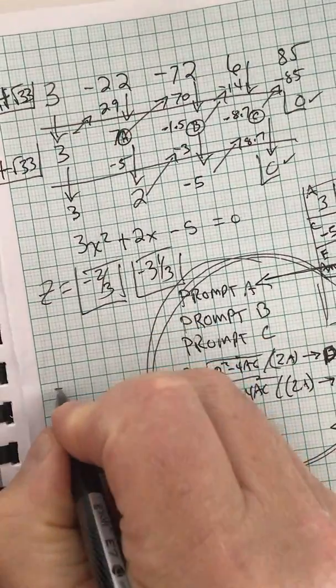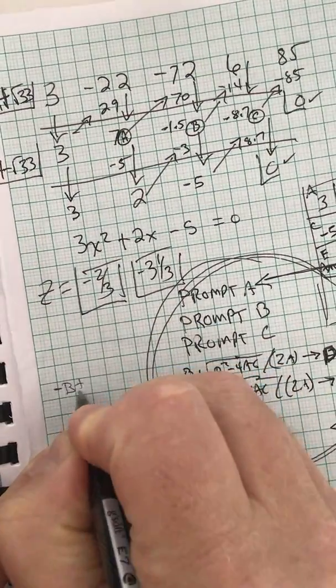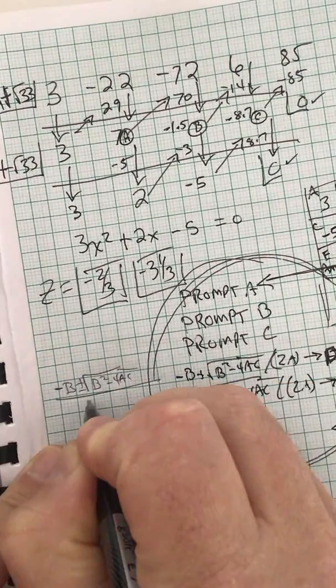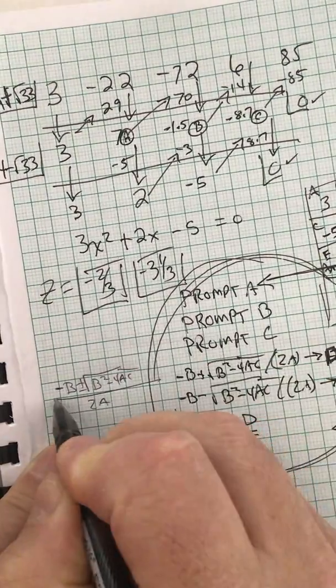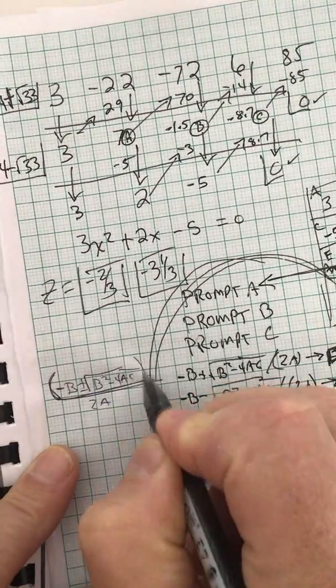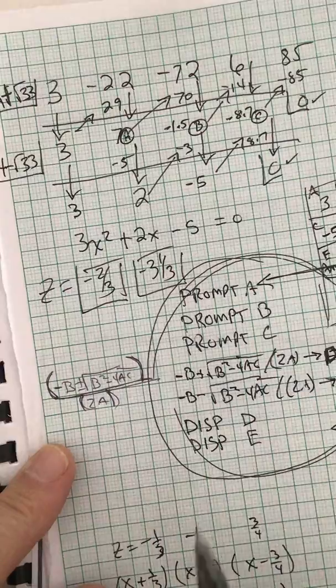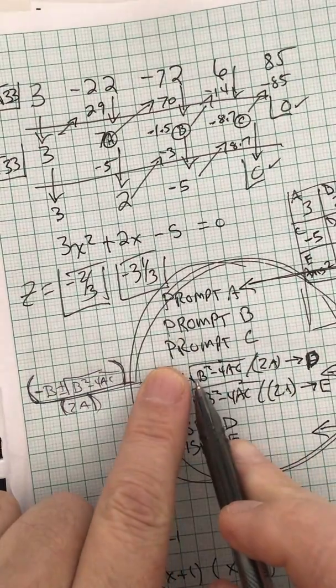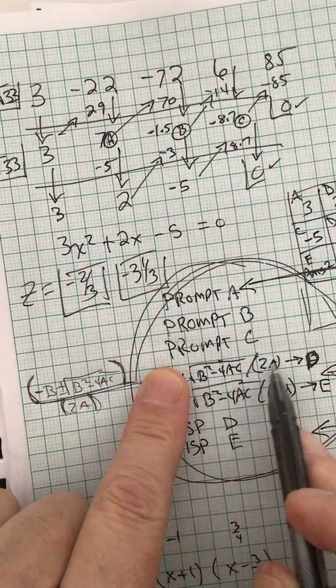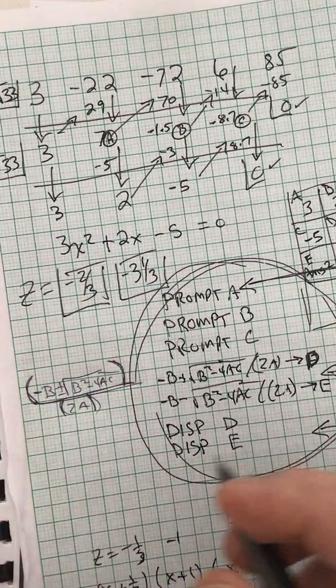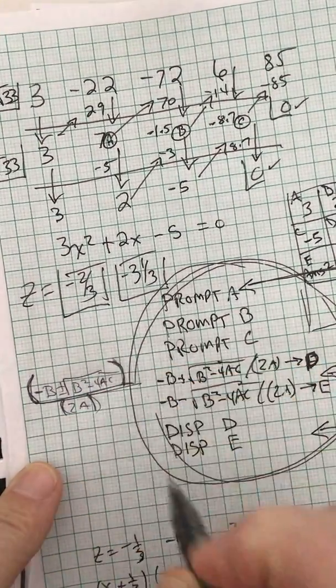So if we were writing this by hand, it was negative b plus or minus the square root of b squared minus 4ac, and then we write it like that. Well, this implies that the entire top is divided by the entire bottom. And right now what we have is only this piece being divided by 2a. I need the negative b to be divided by 2a. I need all of this.